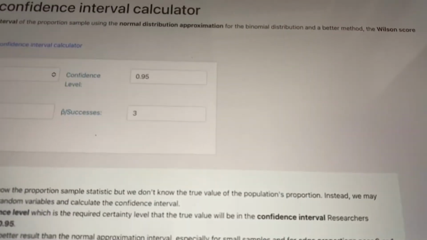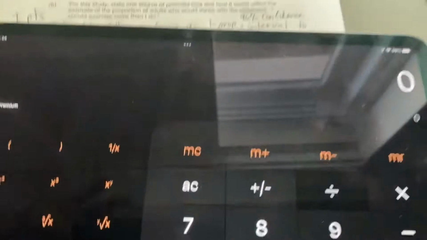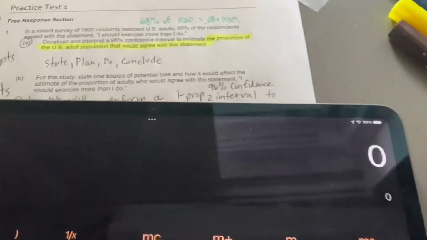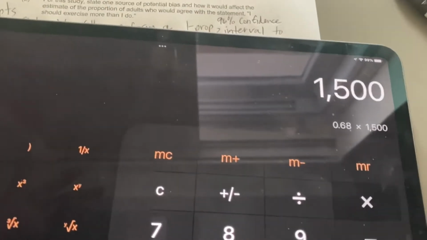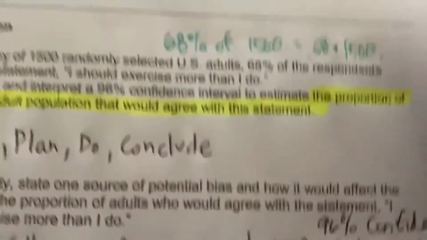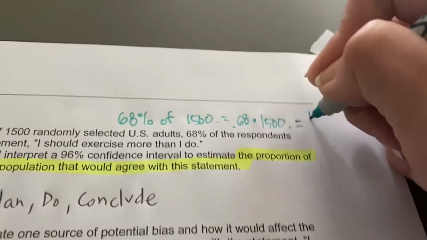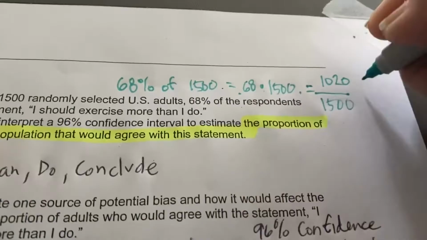So I do need to go to some kind of a calculator to figure out how many, wait a minute, how many people said yes? What is 0.68 times 1,500? Okay, so that means 1,020 said yes. Okay, so this is equal to 1,020 over 1,500. Now you can double check this.